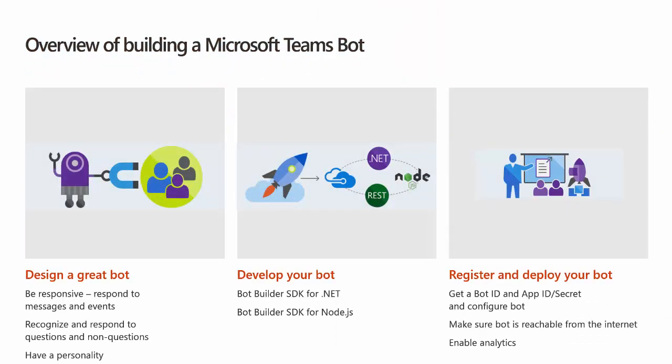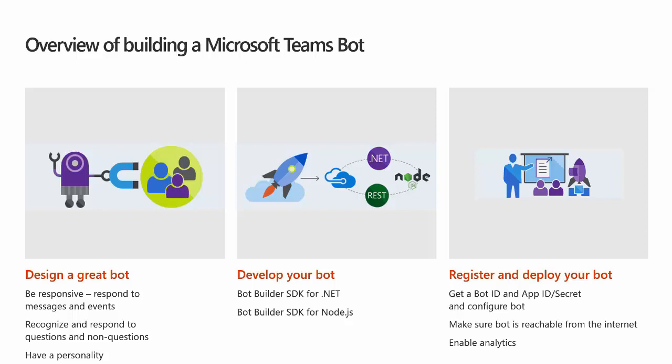The first step is to design a great bot. There are a couple of things you want to make sure you understand here. You want it to be responsive. You don't want a bot to do a lot of work. You want it to understand many different flavors of questions. So make sure that you can respond quickly and at least provide users the right path, or if you can't answer the question, provide a way to find more information. Recognizing and responding to questions and non-questions is key as well.